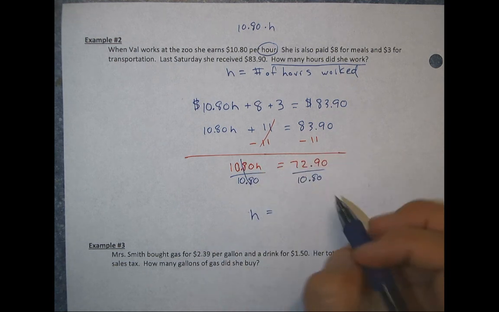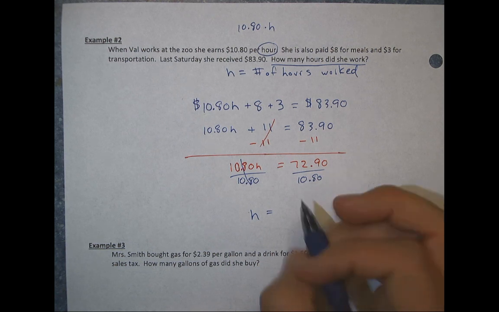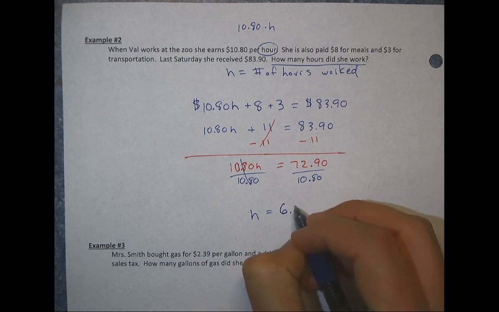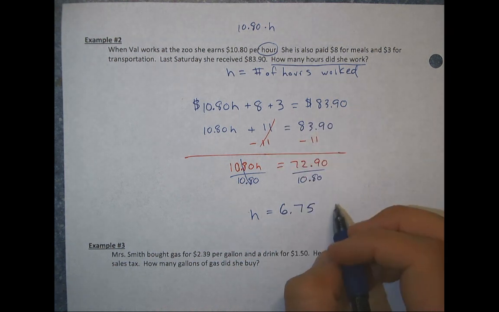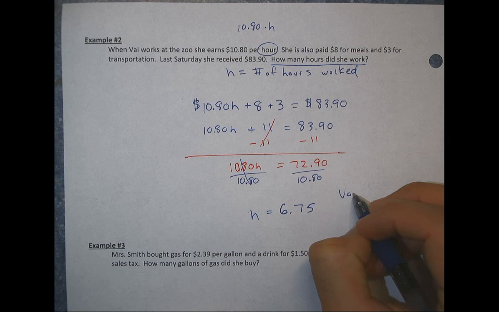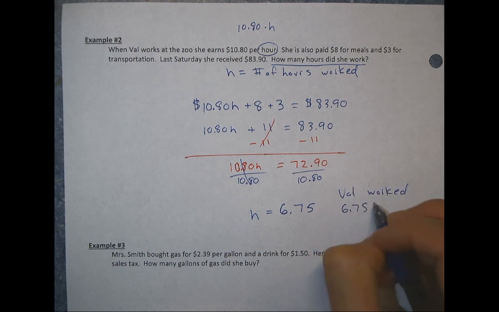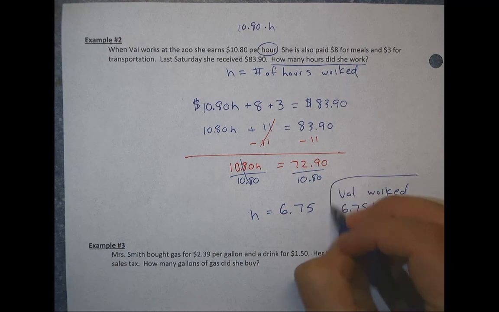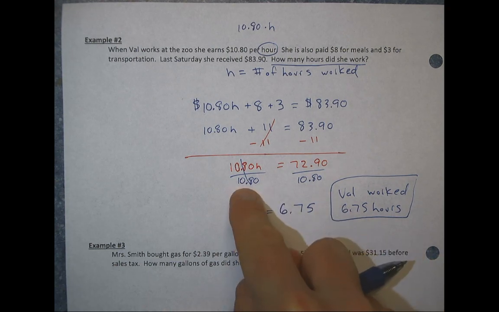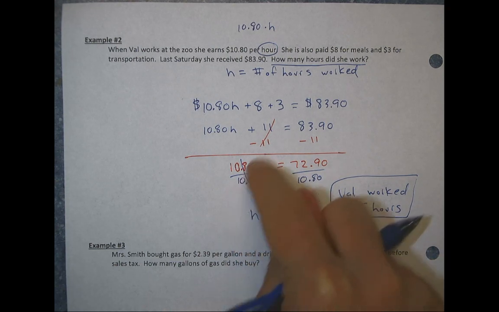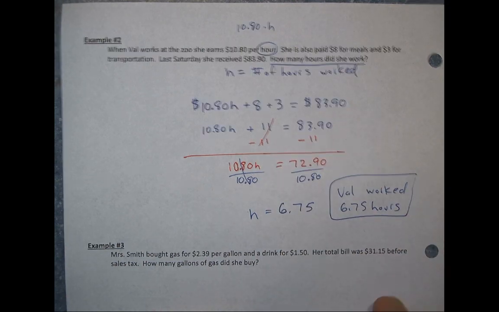Okay, so these go away because we've divided. You get 1H, and we're going to divide right here, and we have 6.75. A word problem should be answered in a sentence. So Val worked 6.75 hours. You could go back and check it: do 6.75 times 10.80. That's how much she should have got paid for her hours, and then add the 11, and you should get the 83.90.